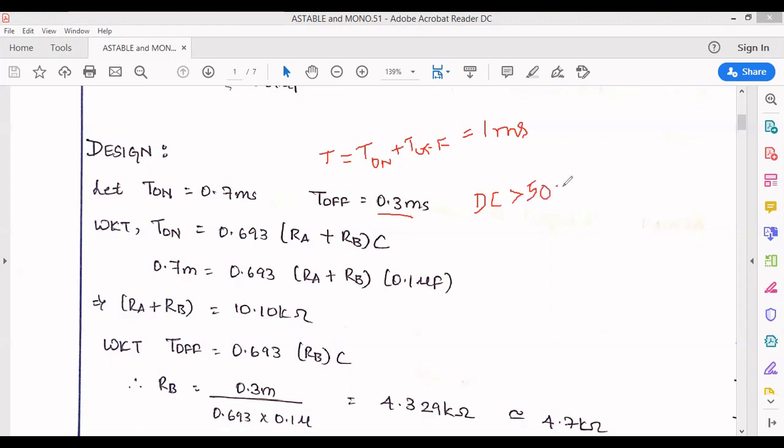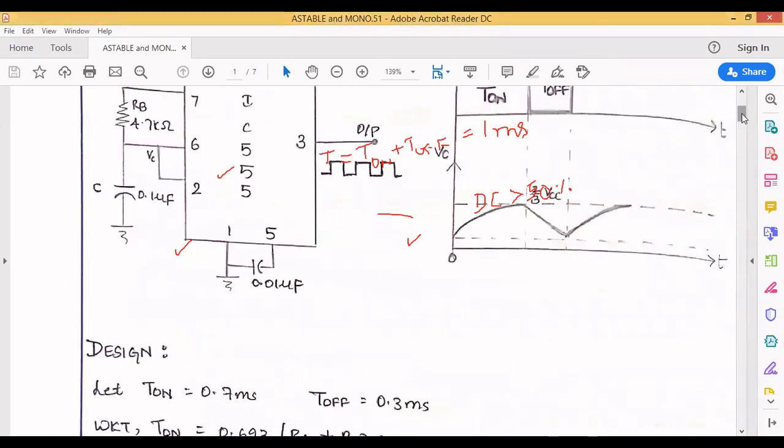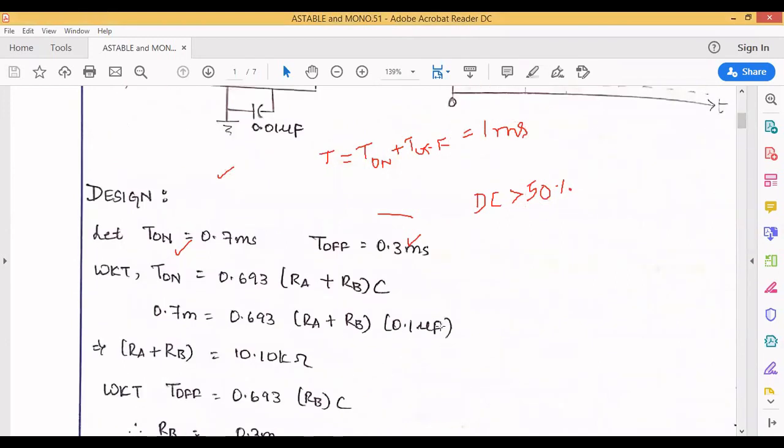In order to achieve the greater than 50% case, we have to design these resistances. You already studied the formula: T on equals 0.693 times (RA plus RB) times C. The T on value, we assume, is 0.7 millisecond. So write it down here: 0.693 into (RA plus RB) into the capacitor value. As I already told, mainly we depend upon this capacitor, that is 0.1 microfarad. So I'm taking it as 0.1 microfarad. After substitution we get 10.10 kilo ohm, that is the sum of RA and RB.